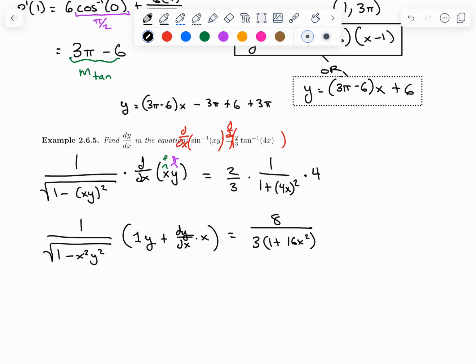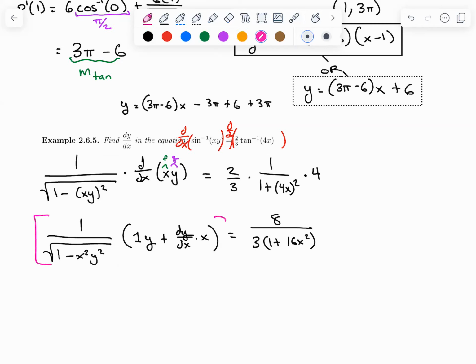We got to do a little bit of chain rule stuff here. Now, how we solve this one is completely up to you. One option would be to FOIL in or distribute in that thing and then solve like we normally do. But a clever way would be to multiply both sides by that square root of 1 minus x squared y squared from the start. Either way is fine. Do you guys have a preference? Yeah, multiply, that's what I would recommend.